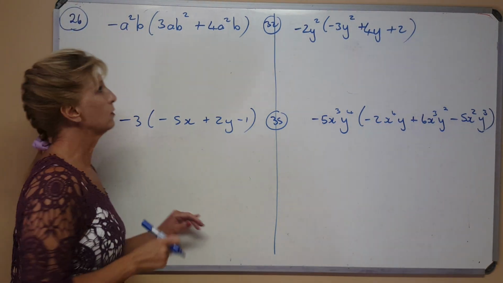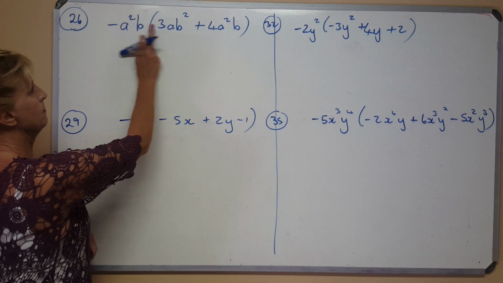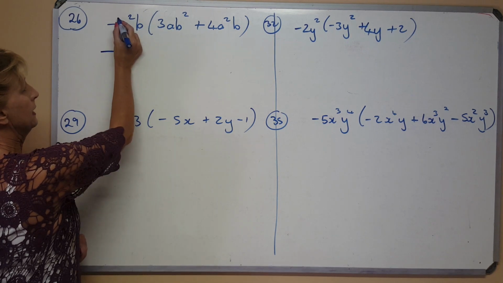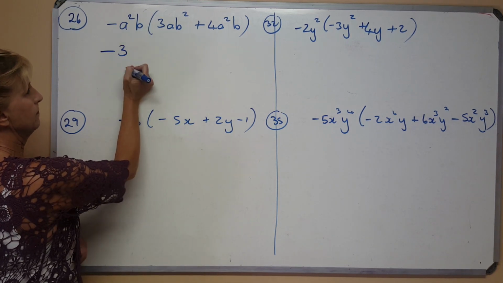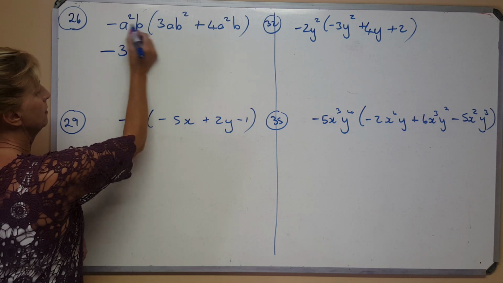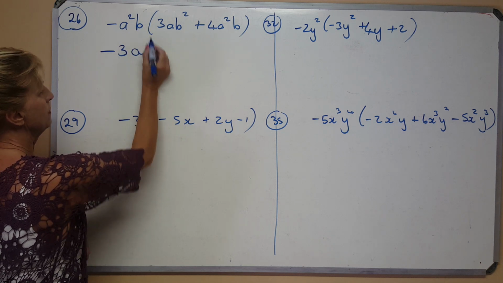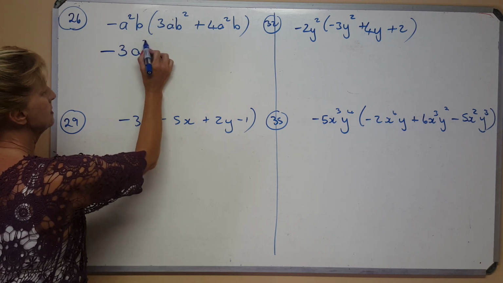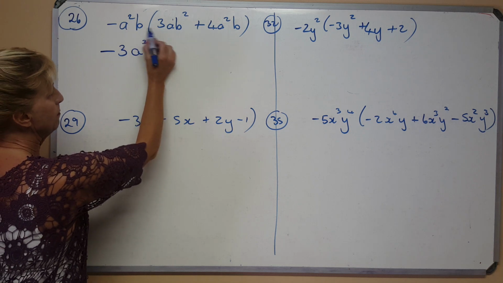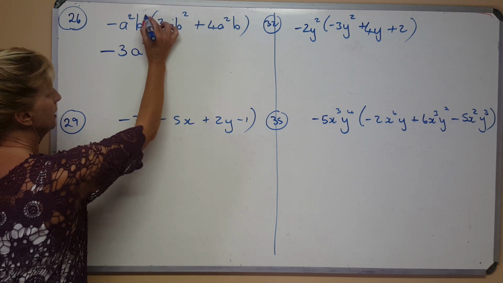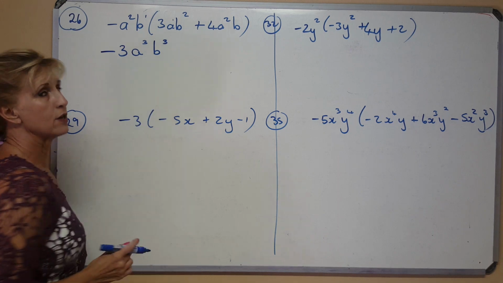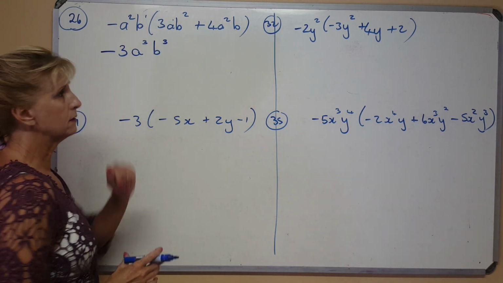Res van die huiswerk, ons sê nog steeds 'n min maal 'n plus is 'n min. 1 maal 3 is 3. A tot die mag, grondtal is dieselfde. A tot die mag 2 en 1 is 3. En dan die B grondtal is dieselfde, eksponente 1 en 2 gee 3. So now this is more difficult.